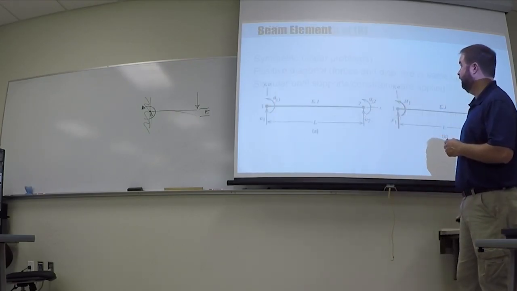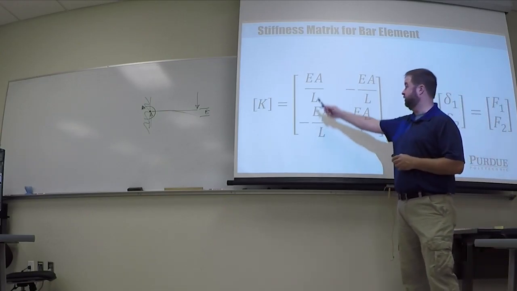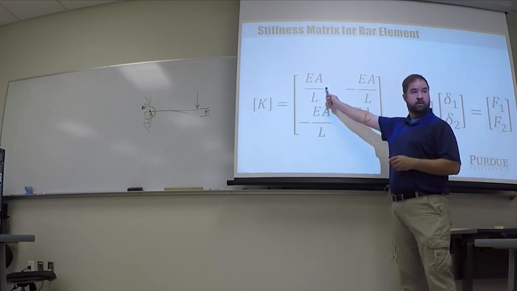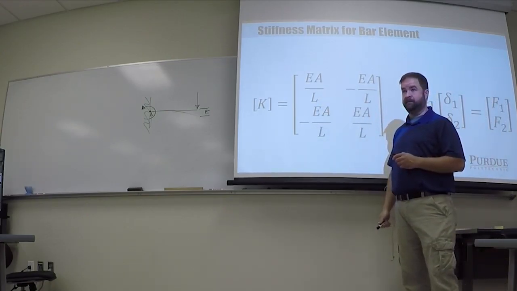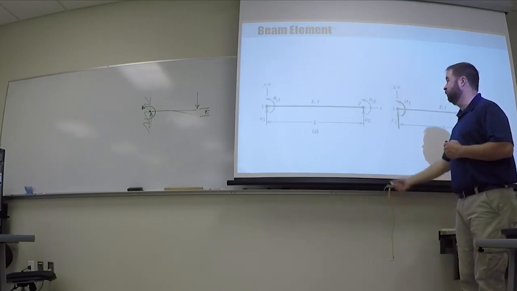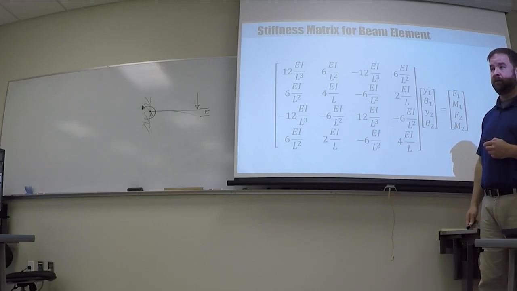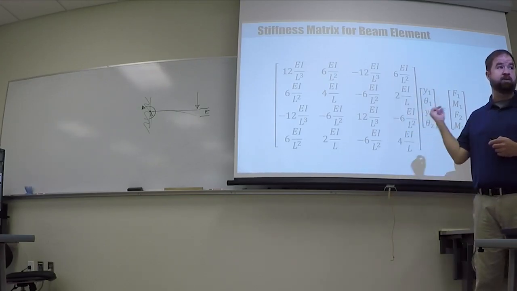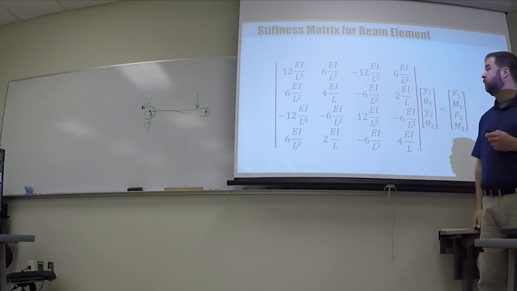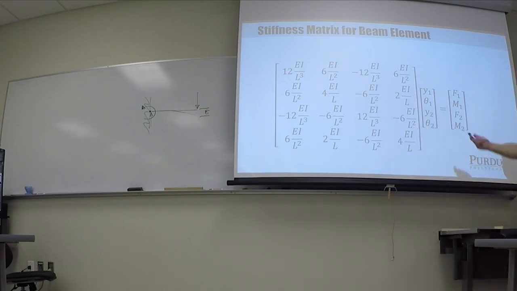Just like back here, we had the EAs over L's for the bar. Now I'm not going to go through how you come up with this. I'm just showing you that this is what it looks like. My point being, as we get more and more degrees of freedom, these matrices get huge. So this only does bending, it does not do tension and compression.